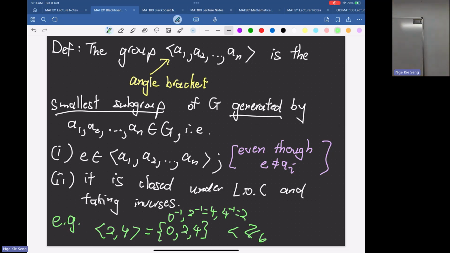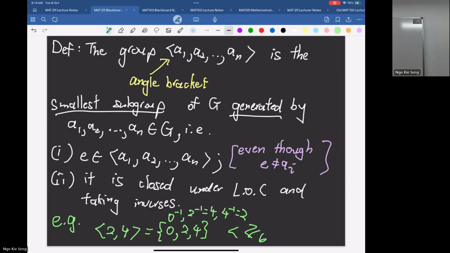And then what are their compositions? 2 plus 0 is 2, 2 inside here. 4 plus 0 is 4, 4 inside here. 4 plus 2 is 6, and 6 is 0, 0 inside here. So this process might stop if your set is finite, if your group is finite.